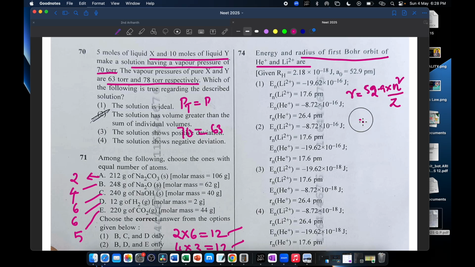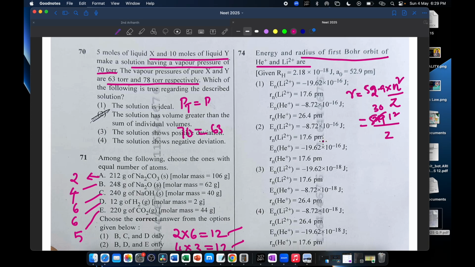n squared by z, isn't it? n squared by z. So I write it as 100. What will n squared be? First Bohr orbit. So 1 squared by z is 2. So z is 2, that means 59 by 2 is almost 30, isn't it? So radius of it is 59 by 2.